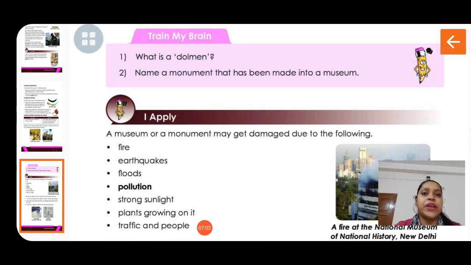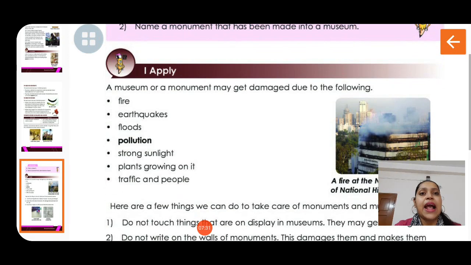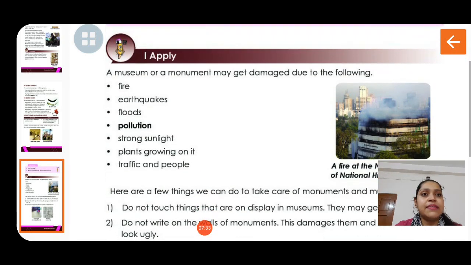And here in Train My Brain, you can see there are 2 questions. What is dolmen? We already know they are old monuments which were built long ago for burial sites. They were built on the top of the burial sites. Then question number 2, name a monument that has been made into a museum. So can you name a monument that has been made into a museum? Just now I told you Aga Khan Palace.